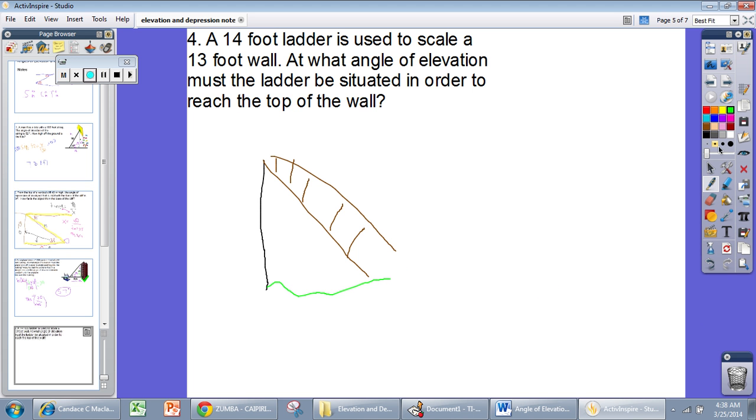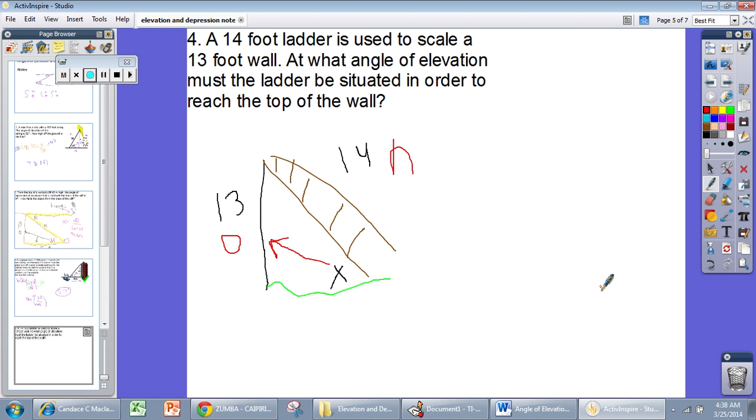Okay, so how long is the ladder? 14 feet. And how high is the wall? 13 feet. And we are looking for the angle of elevation, so with the ground looking up, here's my x. Let's label our picture. 14 is my what, since it's across from my 90? Yep, hypotenuse. And 13 is very far away, so it is opposite.